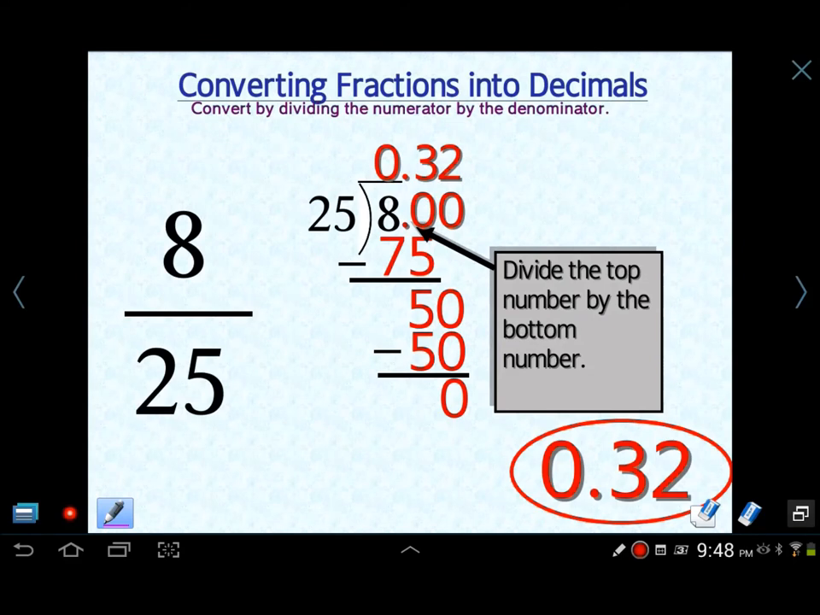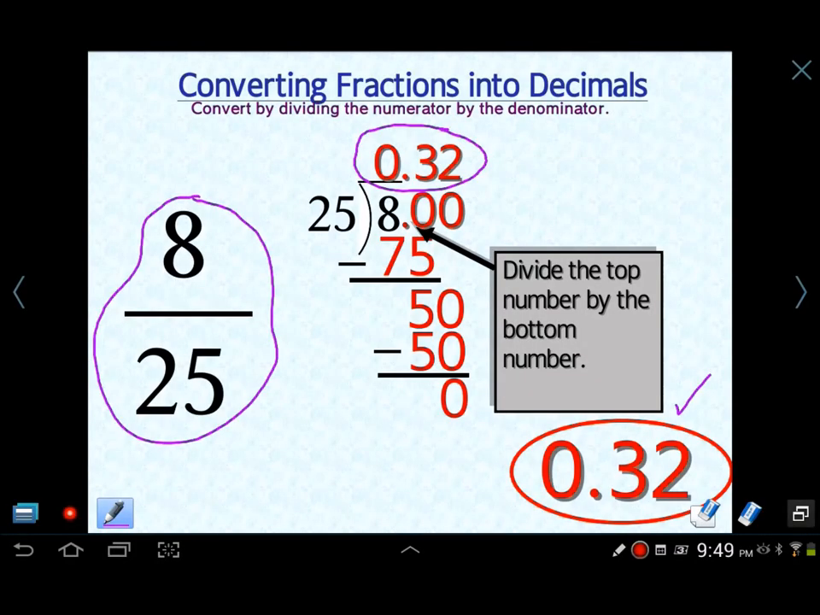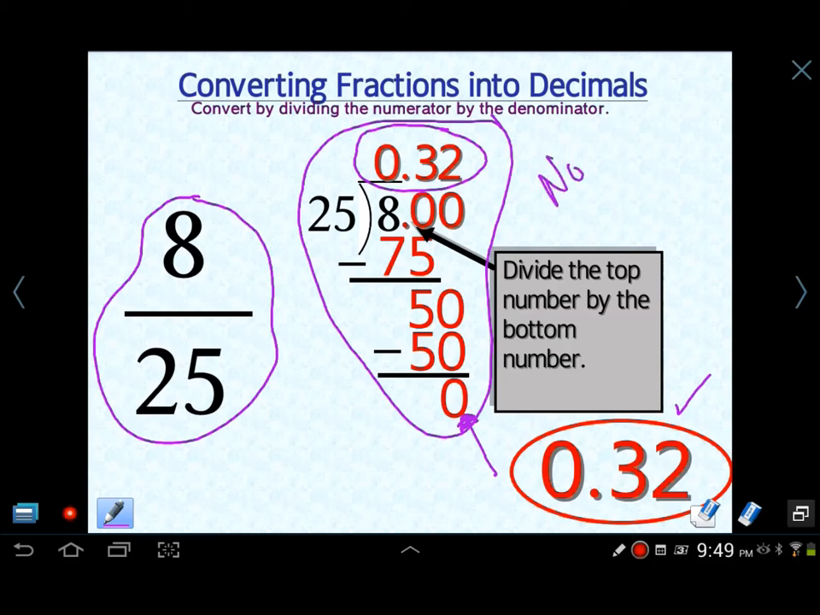Next example is 8 25ths. So what is that going to be as a decimal? Well, here's the answer, of course. But I just want to show you on the calculator how to do it. That matches everything. There's all your long division there. And you'll notice this resolved itself. We have a zero down here. We have basically no remainder. But there's no such thing as remainders when you're dealing with decimals. Never put a remainder when you're dealing with decimals.